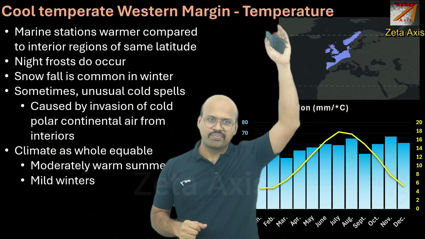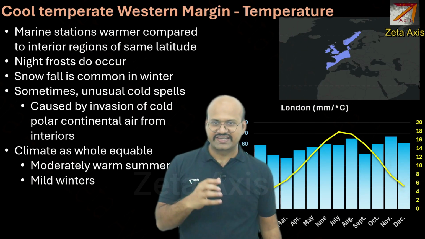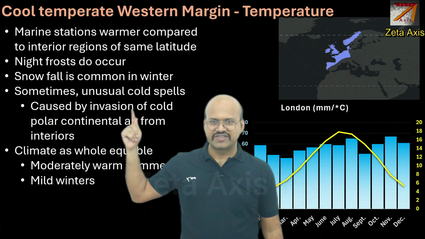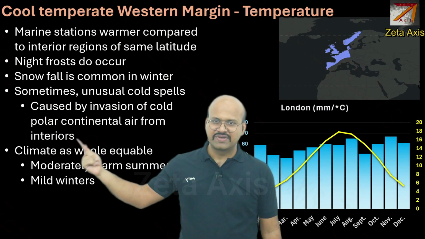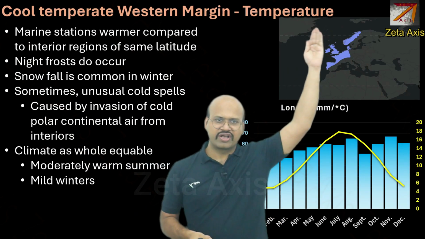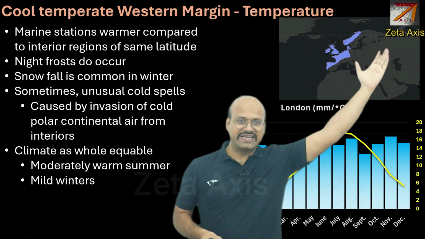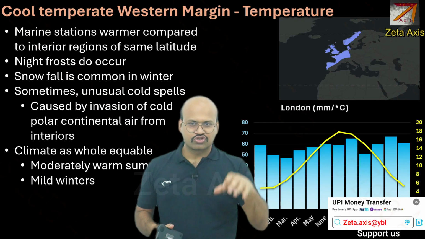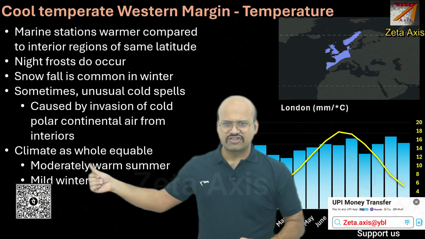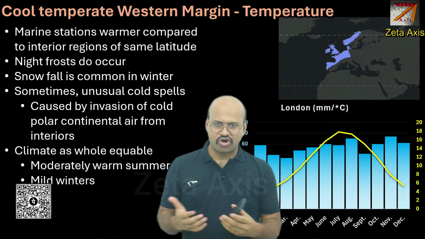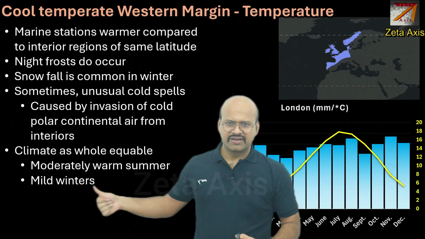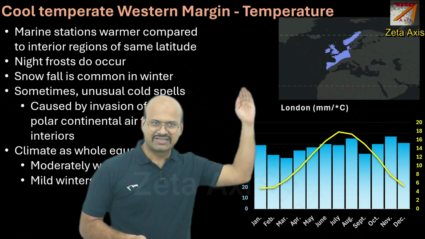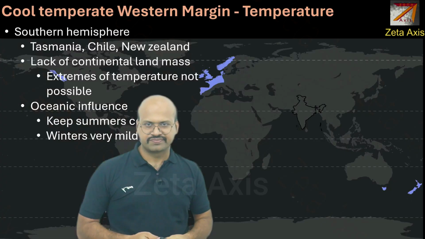Sometimes the polar air could reach over here and decrease the temperature. Sometimes unusual cold spells occur, caused by invasion of cold polar continental air from interiors. So cold polar air can come from the interior of the land, and it can decrease the temperature and cause snowfall. Climate as a whole is equable, that is, it is moderate. Moderately warm summers, mild winters, mild for the latitude on which these regions are found.